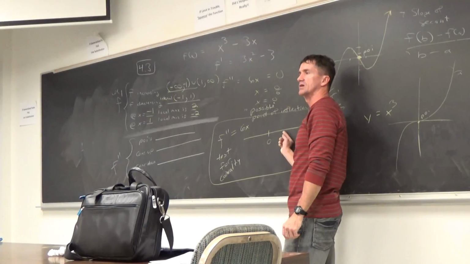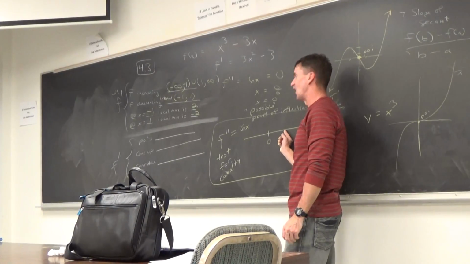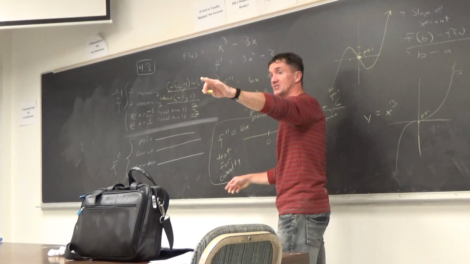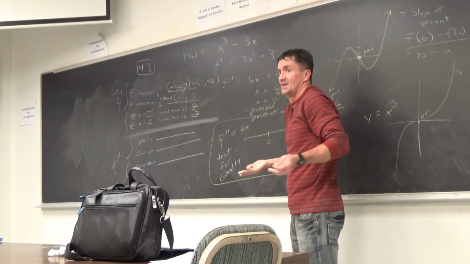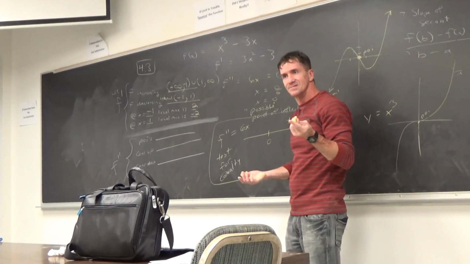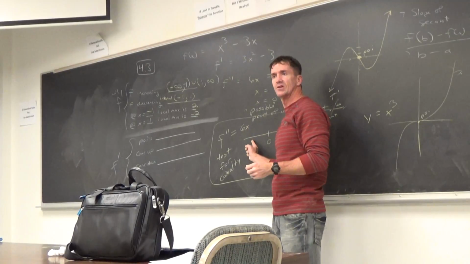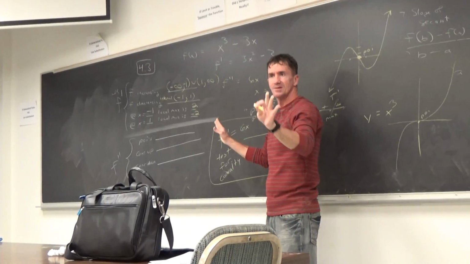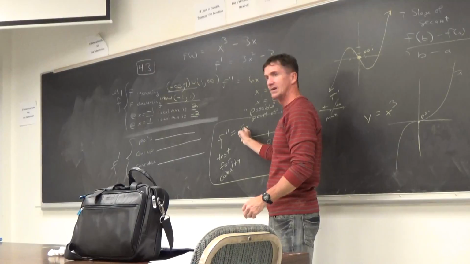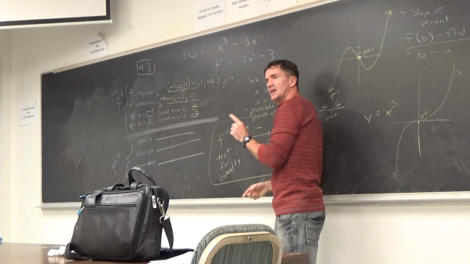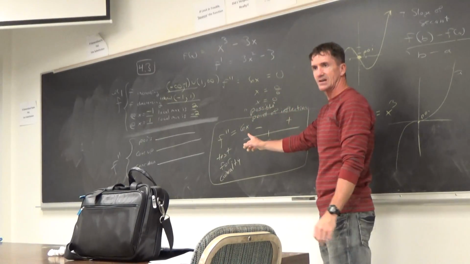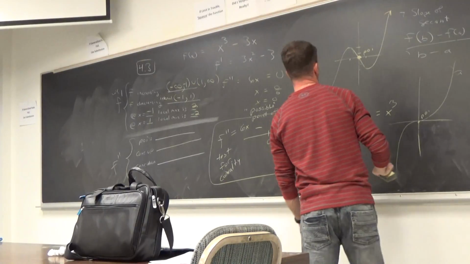What's an easy test point over here? 1? Alright, 6 times 1. I don't care about the number, just whether it's positive or negative. Positive. And what's the test point over here? How about -1? I plug -1 in there. Positive or negative? Negative.